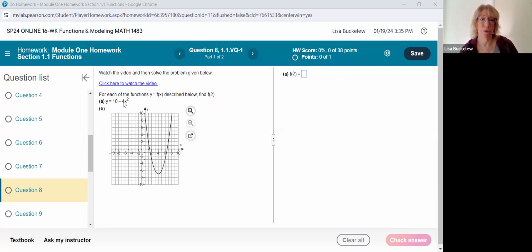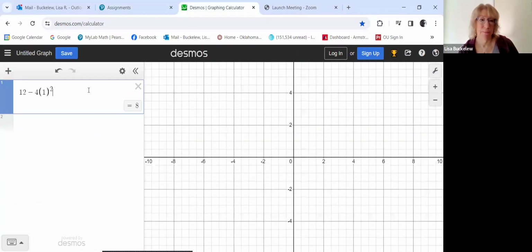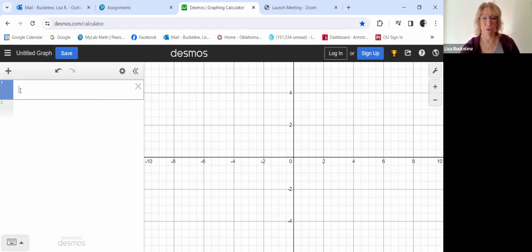10 minus 4 times 2 squared. Now, I'm hoping that we can all do that without going to a calculator. But if we do go to a calculator, I don't care if we use Desmos or the graphing calculator. I'll show you Desmos just because there's so much stuff already showing about the graphing calculators. So there's an example right there. When you go to Desmos and there are different options, just pull up the one that says graphing calculator or calculator, and you just type in the expressions that you're trying to work on.